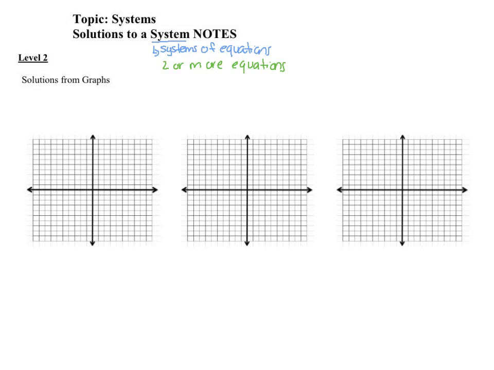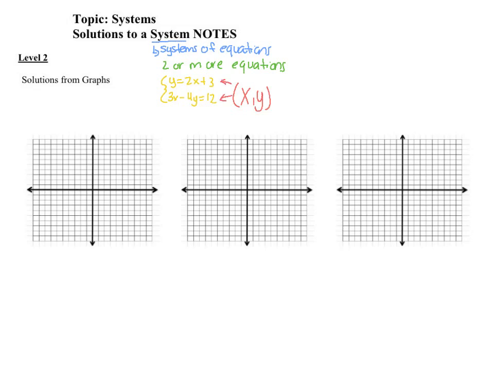So it would look like something like this. Let's say we have y equals 2x plus 3 and 3x minus 4y equals 12. And the whole point of what we're going to be doing is figuring out what x and y are that work for both equations.